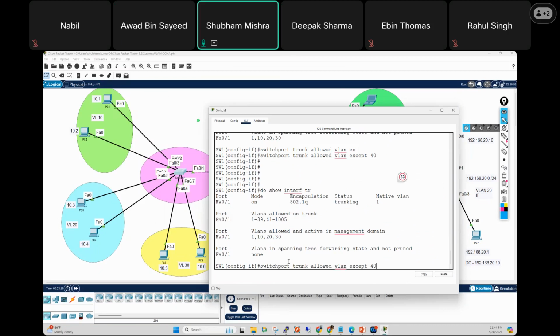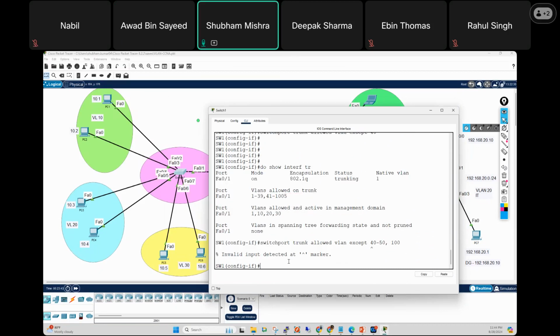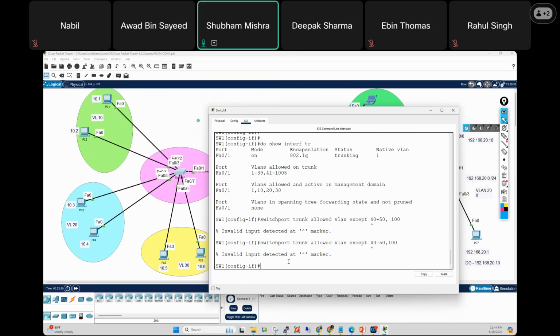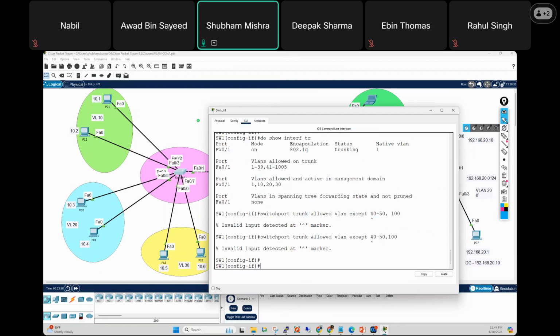If you have, let's suppose, except I want to write 40 to 50, and then VLAN number, let's suppose, 100. I do not want these VLANs. So I write like this. Packet Tracer does not support it, but yes, you guys can write like this. There are multiple things. Multiple VLANs you can write like this. Clear, everyone?